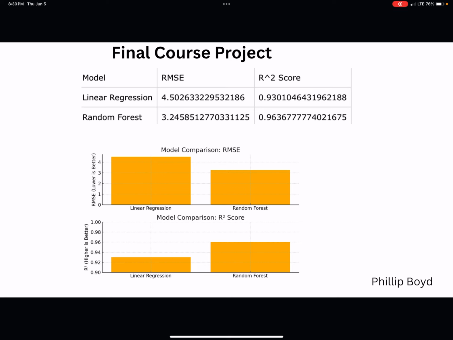If this were a real-world project, as I was doing research, next steps would include hyperparameter tuning, cross-validation, and model deployment.